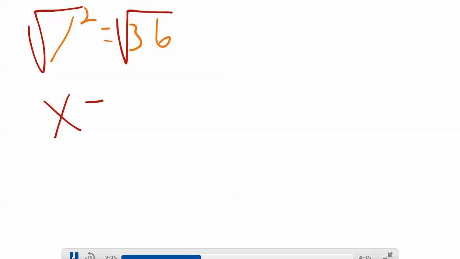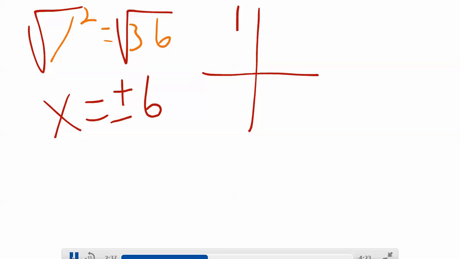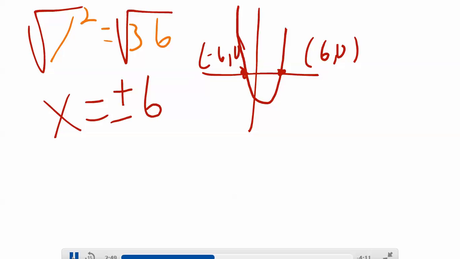How would you solve x squared equals 36? First thing I would do is take the square root of both sides. And when you take the square root of both sides, you have x equals plus and minus 6. So what that means is that you have a parabola, x squared, that crosses in two spots: 6, 0 and negative 6, 0.